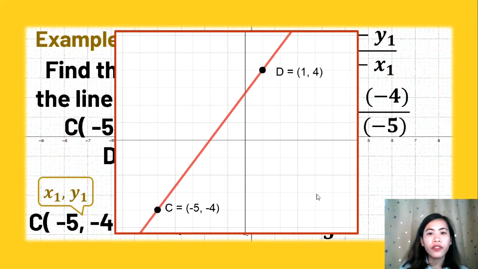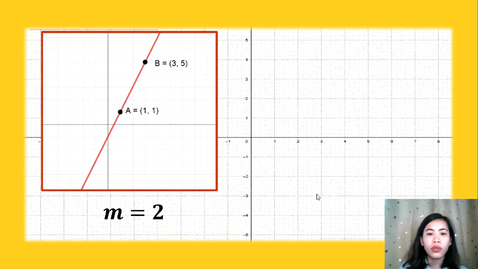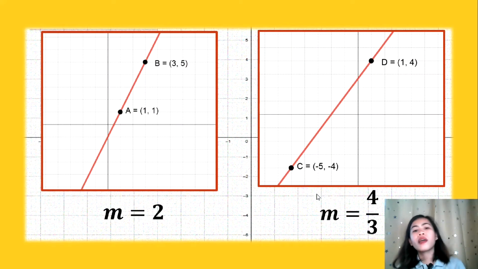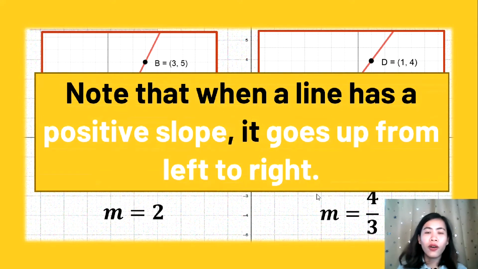So for the summary ng first and second examples natin, ito yung graph nila and yung given slope. So kung napapansin nyo, halos parehas yung direction ng kanilang graph. And at the same time, parehas positive ang kanilang slope. Always remember that when a line has a positive slope, it goes up from left to right.